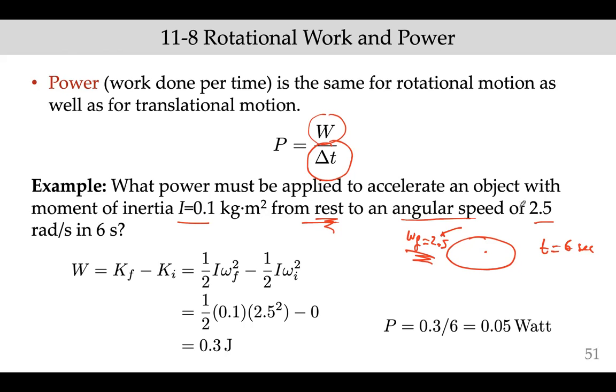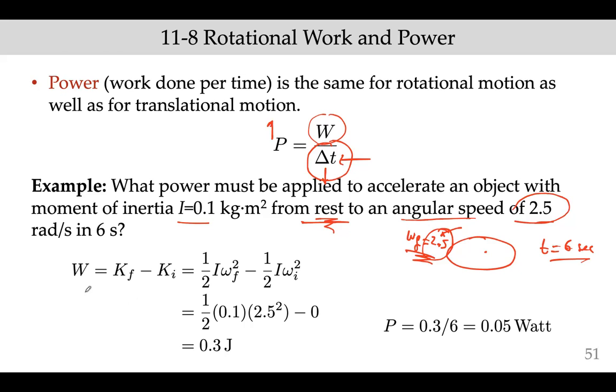But it wants to reach that speed in 6 seconds. Remember, for the same job, if you do it more quickly, if time is less, then that means power is more. So what is the work done here? How much work is done to accelerate an object that has initially 0 angular speed to an angular speed of 2.5 radians per second? First, let's find the energy. What is that energy difference?